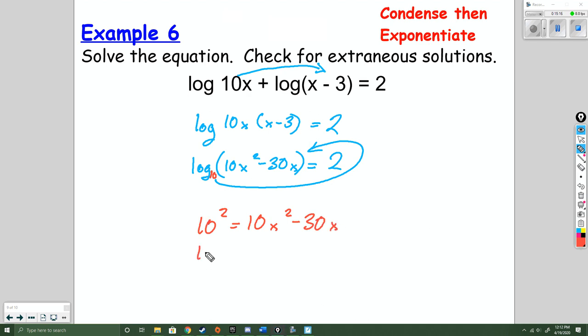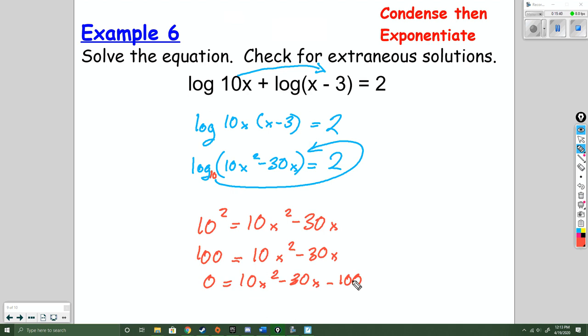Now 10 squared, of course, is 100. And notice we have a quadratic equation, so we want to get everything over to one side, so subtract 100. We'll get 10x squared minus 30x minus 100. Now we're going to try to solve this one by factoring. Of course, not all the time are we going to be able to solve this by factoring.